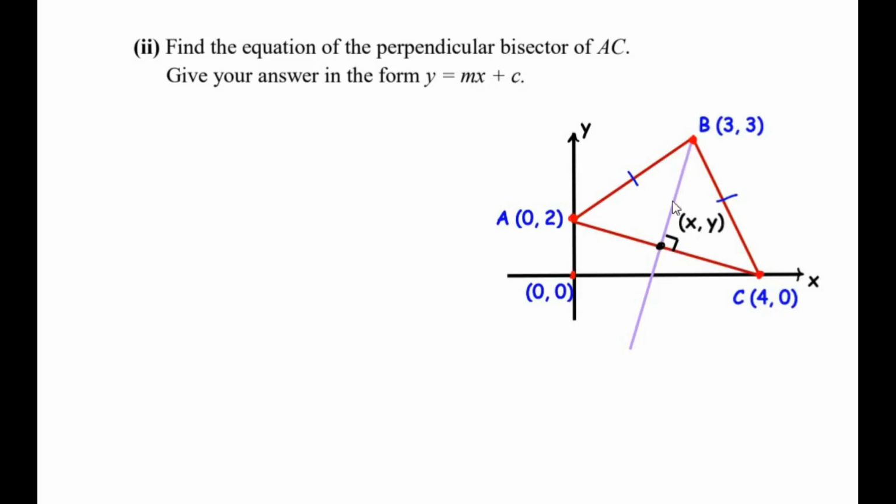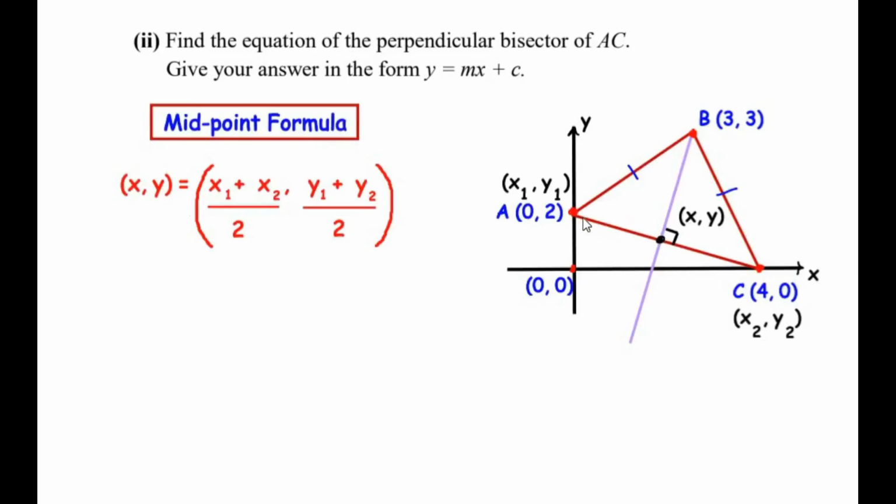Now since this perpendicular bisector divides the line AC into two equal halves, this point acts as the midpoint of the line AC. So we have the formula for the midpoint: x, y is equal to x1 plus x2 over 2, y1 plus y2 over 2. That is, the x coordinates added together and divided by 2, and the same thing with the y coordinates. Here we have considered the coordinates of A as x1, y1 and the coordinates of C as x2, y2.